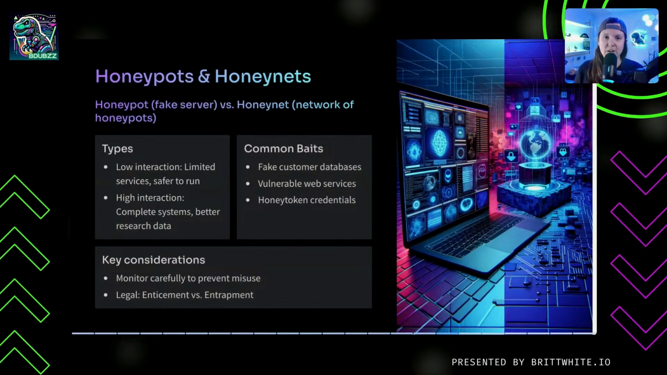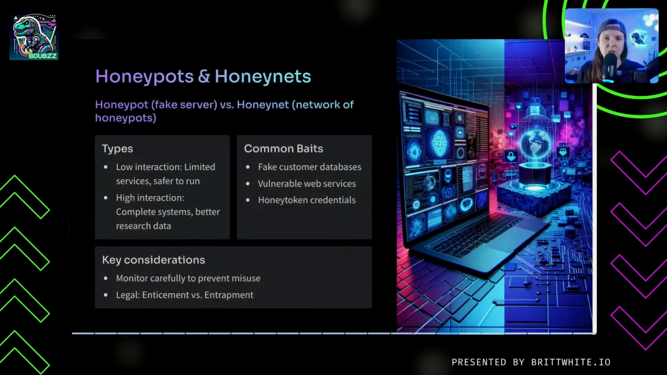First, we have low interaction honeypots, which provide limited services and are the safer option to run, though they might not feel as realistic to attackers. Then we have high interaction honeypots, which are complete systems that give us much better research data about attacker behavior. But this type requires more careful monitoring to prevent them from being used as a launching point for other attacks.